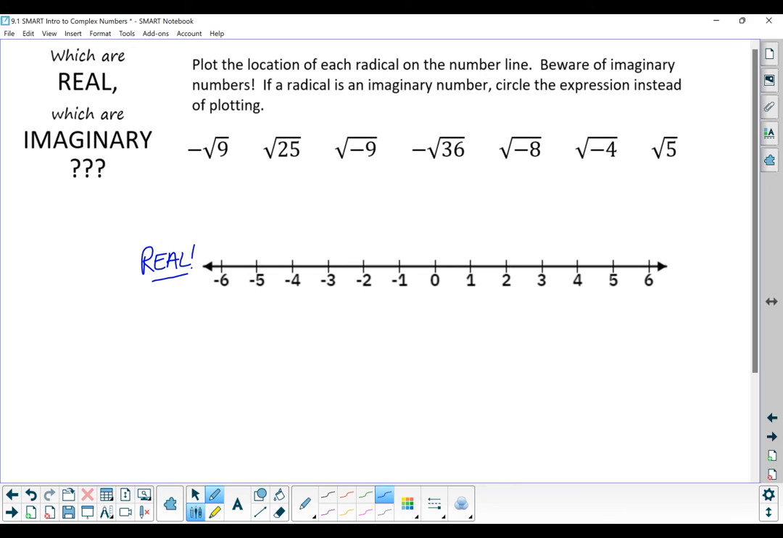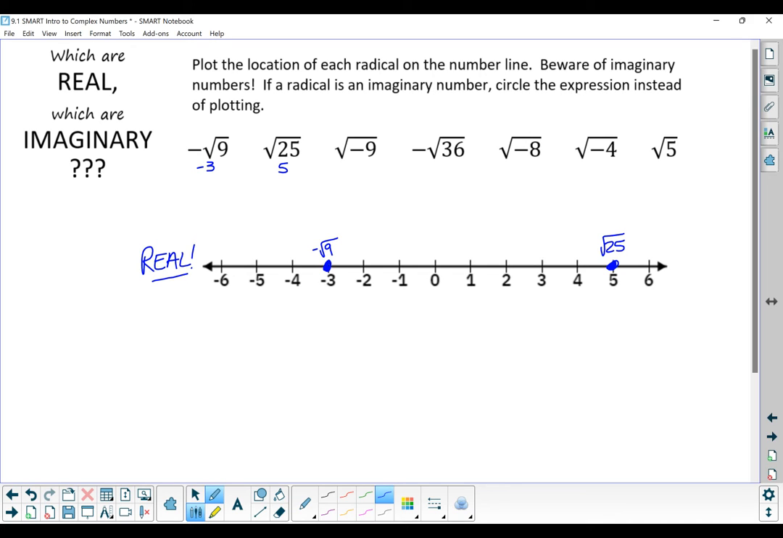So our first number is negative square root of 9. Well, that is the same as negative 3. It's a real number, and it would get plotted right here. Negative root 9 goes right here. Our next number is the square root of 25. The square root of 25 is the same as the number 5. So that's going to go over here.